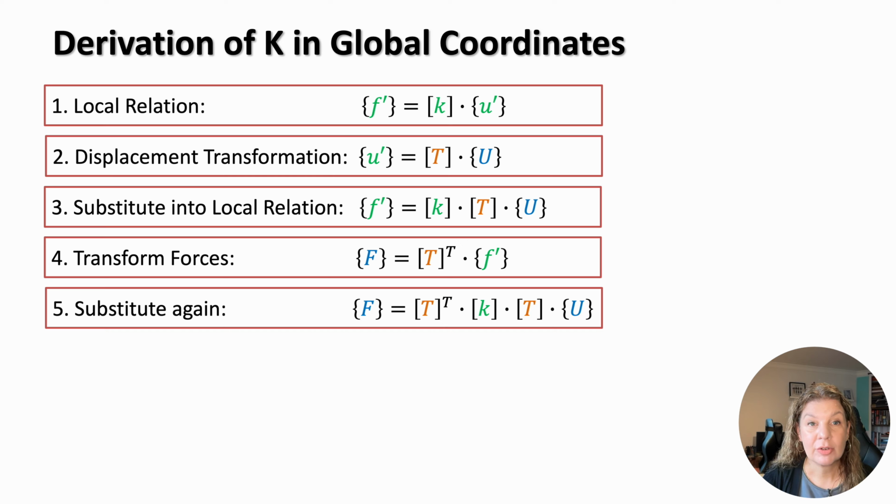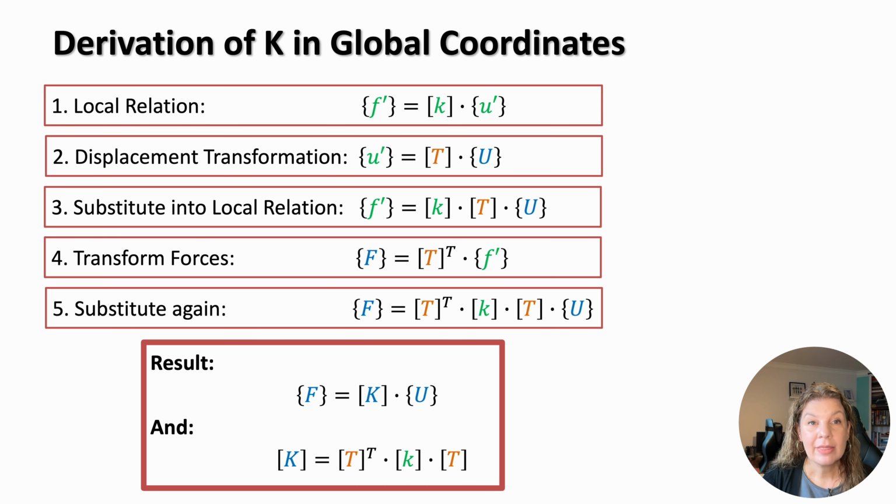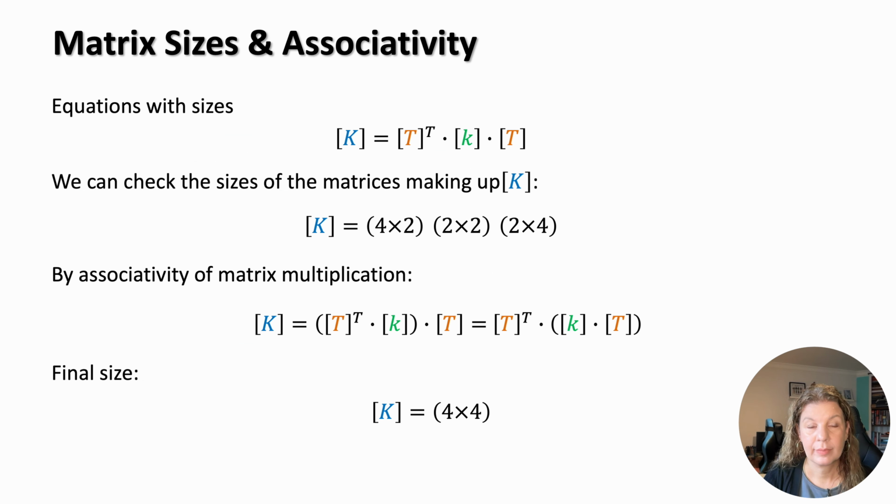The product, T transpose K' T, plays the role of the global stiffness matrix. And the final step is identifying the global stiffness. By comparing the expression with the general equilibrium form, F equals K u, we can identify that the global stiffness matrix is T transpose times the local matrix K' times T, the transformation matrix. Now that we have the expression for the global stiffness matrix, let's look at the sizes for each term. The transformation matrix T has a size of 2 by 4 because it maps 4 global displacements into 2 local displacements.